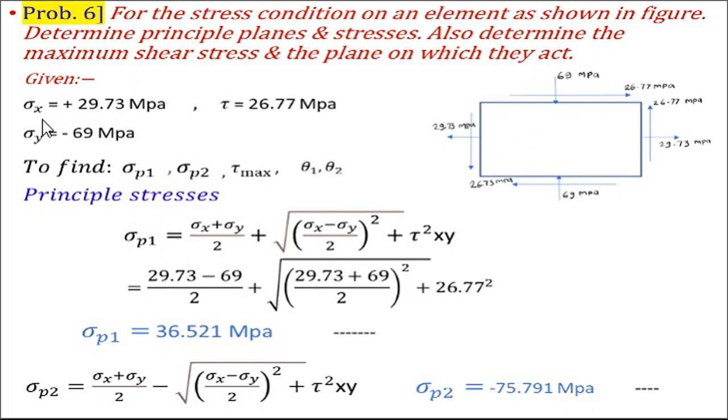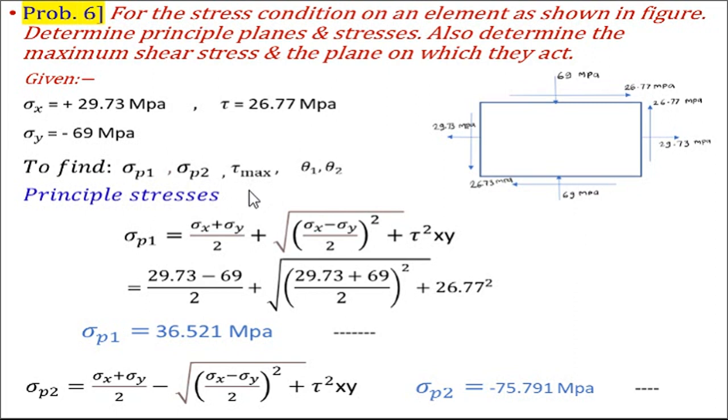sigma x is plus 29.73 MPa, sigma y is minus 69 MPa because it is compressive in nature. Plus sign is taken for tensile stress, and minus sign is taken for compressive stress. Shear stress is 26.77 MPa as per the given problem, and the problem asks to find the principal stresses, sigma p1, sigma p2, the maximum shear stress tau max, and the planes on which they act, theta 1 and theta 2. So first of all we will start with the principal stresses.